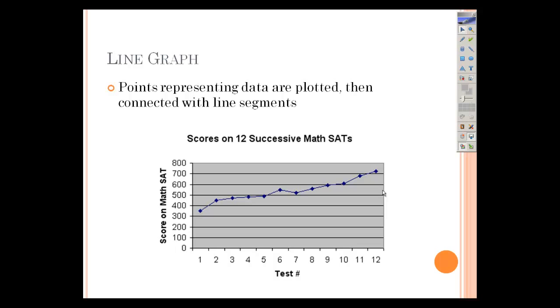Okay, so here's an example of a line graph. And this line graph just happens to represent the scores on 12 successive math SATs, through test number 1 through test number 12. And as you can see, all the coordinates are plotted and they're all connected by lines, and that's what makes it a line graph. Okay, each point is connected by a straight line, no curves, just straight lines.